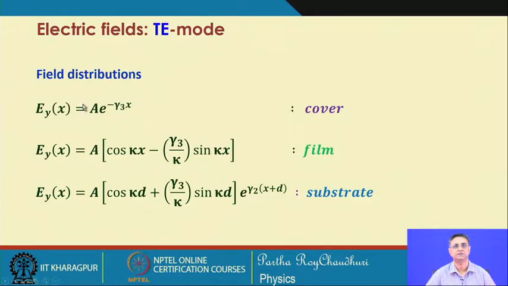We have seen that this is an evanescently decaying field in the cover region, starting from the film cover interface. This will be the oscillatory field, which is the major fraction of the guided mode, confined into the film, and an evanescently decaying field in the substrate. Because the field has already moved by a distance of d, the exponential factor appears in this form. Here x is necessarily minus x and must be greater than d.